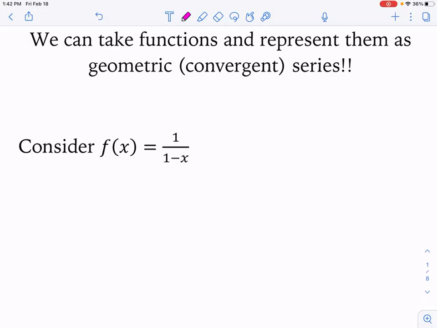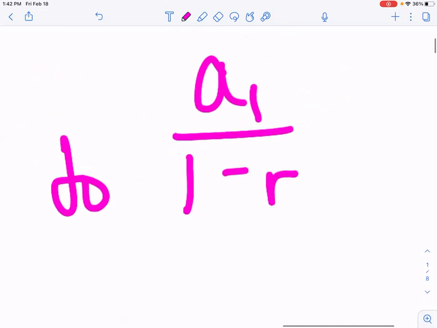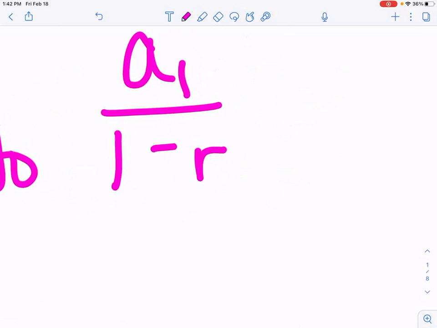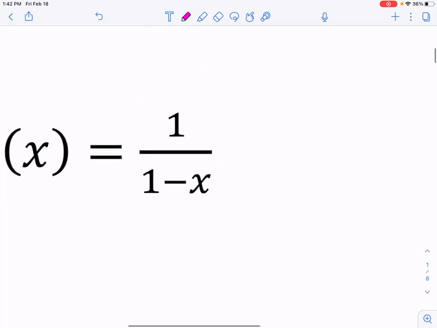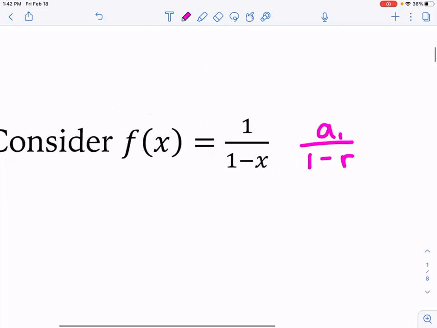Okay, so what does this look like? 1 over 1 minus x. What does it look like? What did you say, Dan? Maybe I need to be more specific. Do you notice any similarities? If this is a over 1 minus r, then we could say our first term is 1 and our common ratio is x.